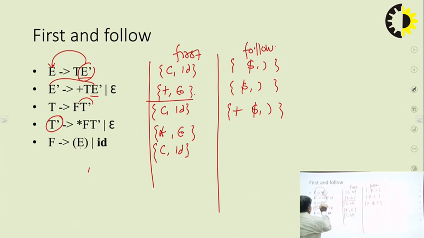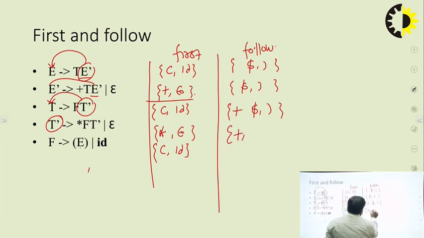Then the follow of T dash is equal to the follow of T, and the follow of T I have already calculated: plus, dollar and close bracket. For this, similarly, the follow of T dash is equal to the follow of T dash. So now no extra terminals are involved. Now for this production, the follow of F, where F is here and F is here. It means the follow of F is the first of.